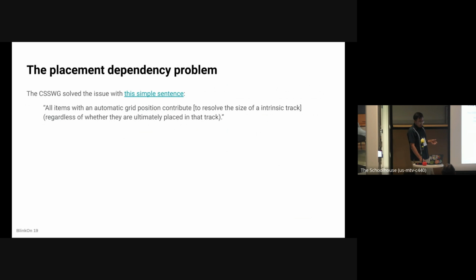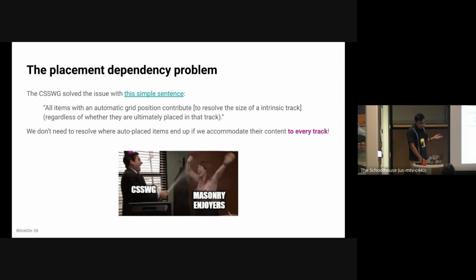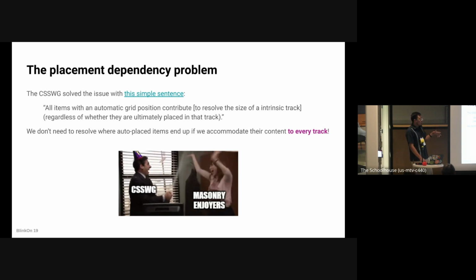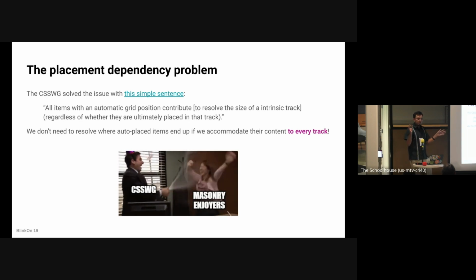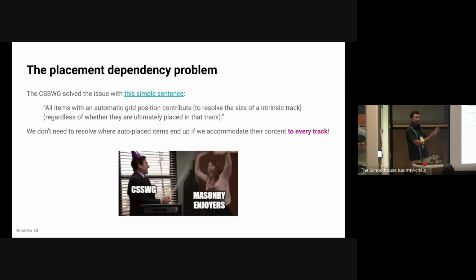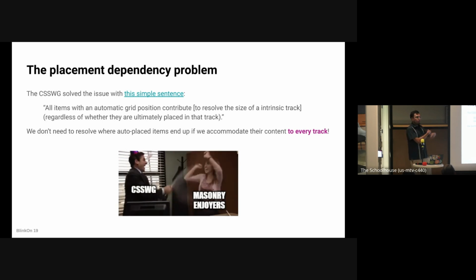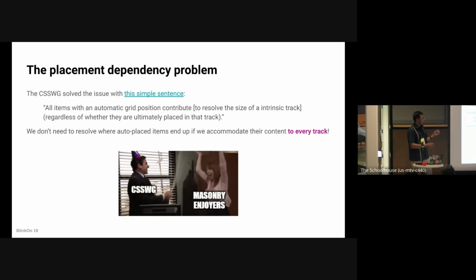The CSS working group broke this cycle by introducing this cute little sentence that says all items with an automatic position will basically be assumed to be placed everywhere, regardless of whether they are ultimately placed in that track. This effectively means that the items that are placed will contribute to all of the tracks. Instead of figuring out the placement and then doing sizing, just assume that they're everywhere and do sizing that way.